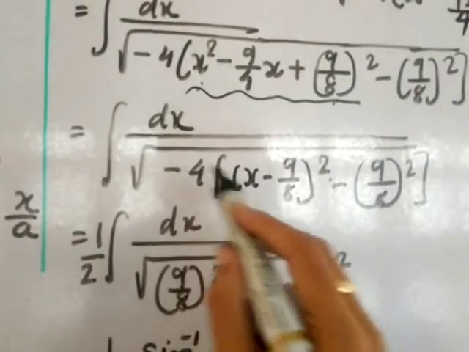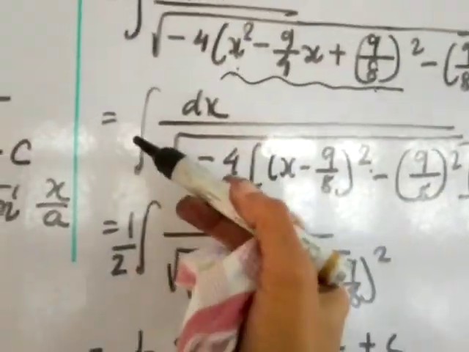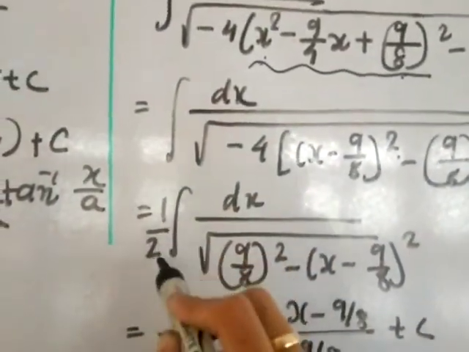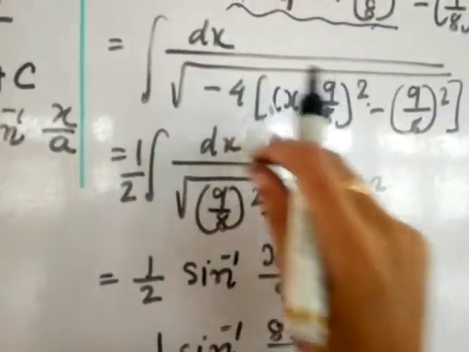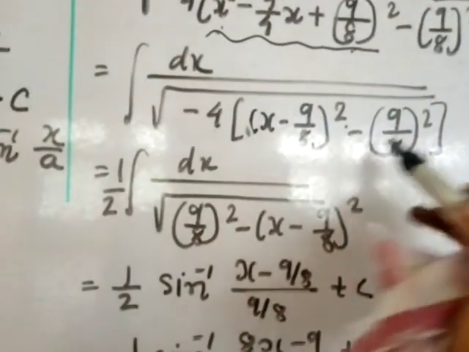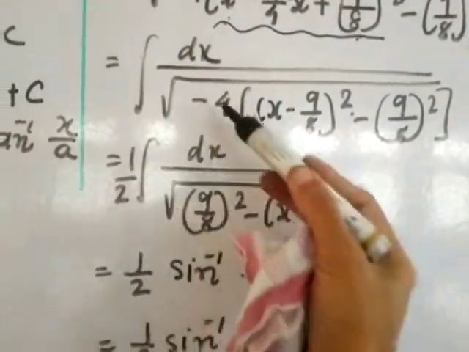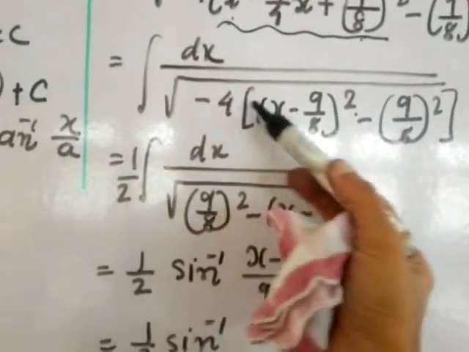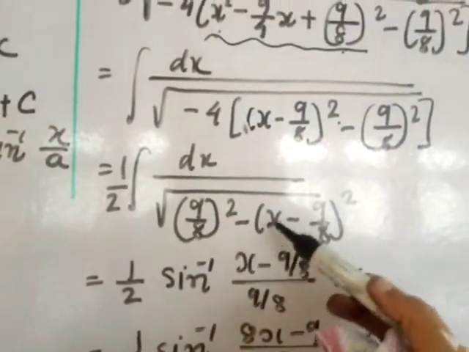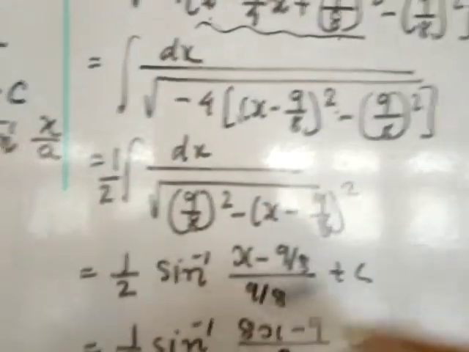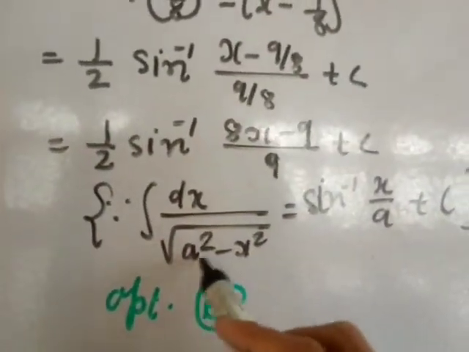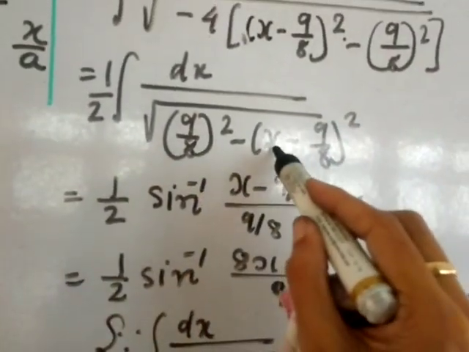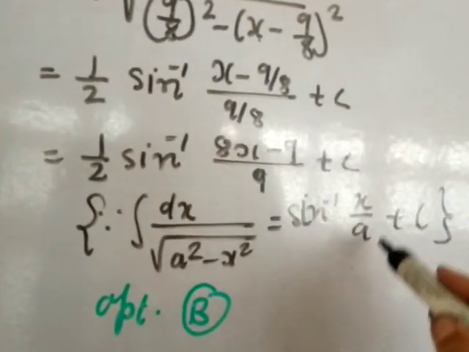Then I'll take the 4 out of the square root, it comes 2, so 1 by 2. And multiplying by this minus, this will become negative and this will become positive, so I'll interchange. I'll write 9 by 8 whole square first, which is positive now, and second, minus x minus 9 by 8 whole square. I will compare this with the formula: integral dx divided by a square minus x square. This is a square and this is x square, and the answer is sin inverse x by a plus c.